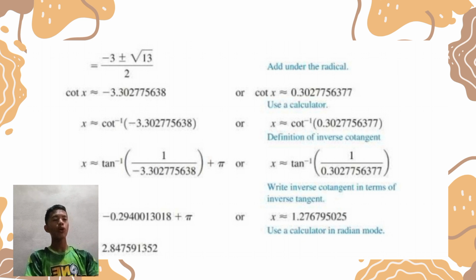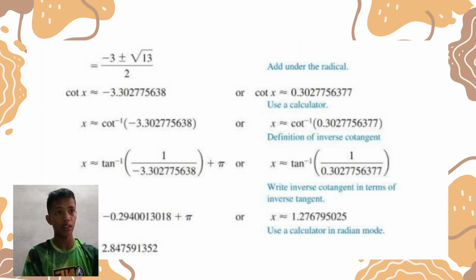To find all solutions, we add integer multiples of the period of the tangent function, which is pi, to each solution found previously. Although not unique, a common form of the solution set of the equation, written using the least possible non-negative angle measures, is given as follows. These are the solutions: 2.8476 plus n pi, comma, 1.2768 plus n pi, where n is any integer. We have to remember to round to 4 decimal places.